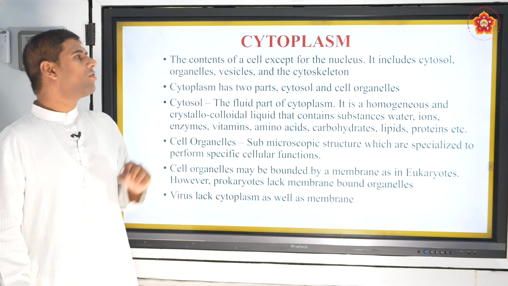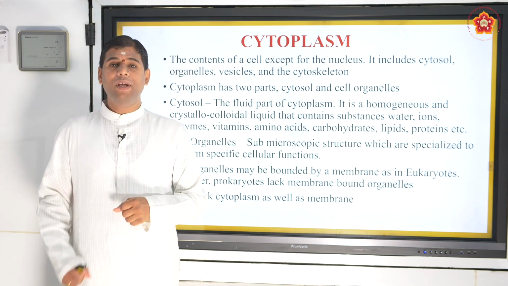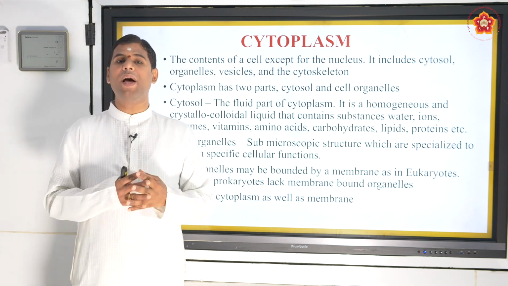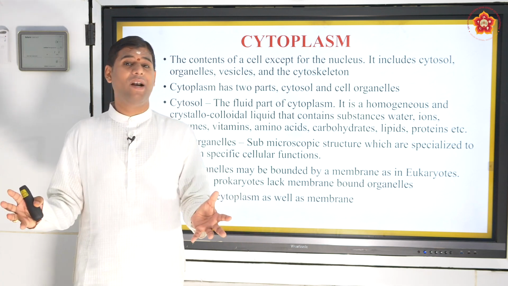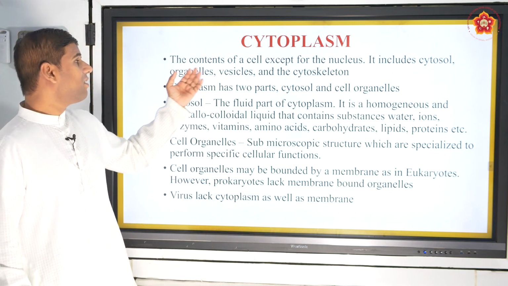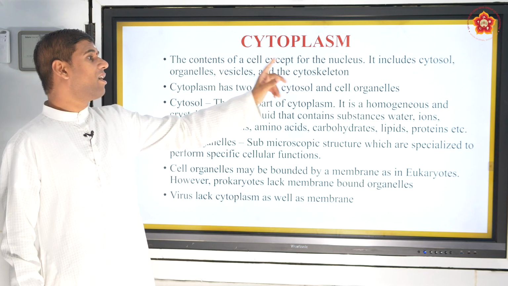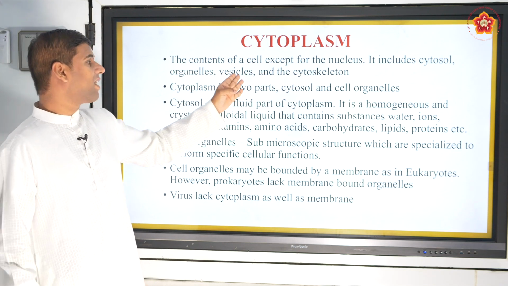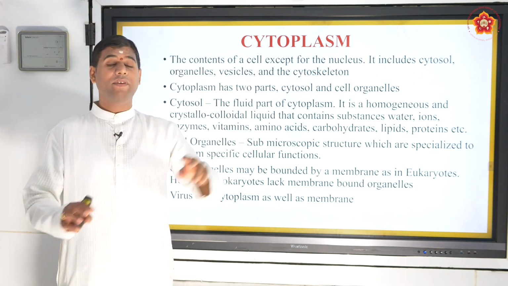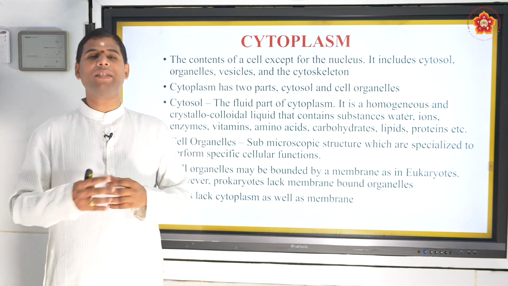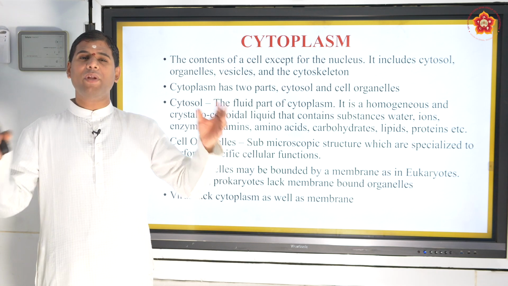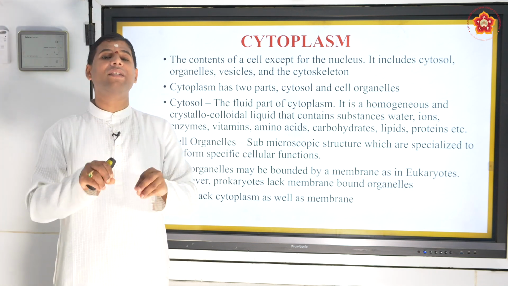So let's go on to the cytoplasm. Now, in the cell, the cytoplasm is a jelly-like fluid which contains everything in it. If you go by the contents of the cell except the nucleus, it includes cytosol, organelles, vesicles and a cytoskeleton, which contain all these things which help in the processes of the cell. It's a jelly substance which contains all the things in it.